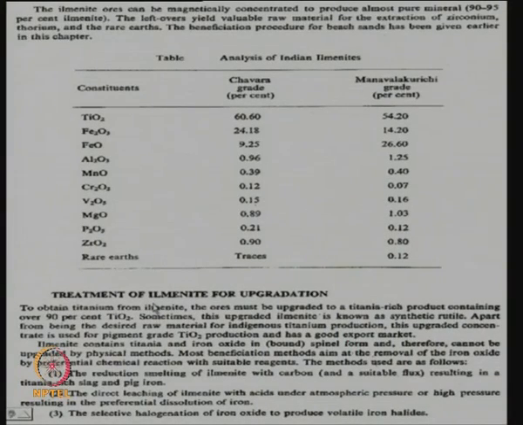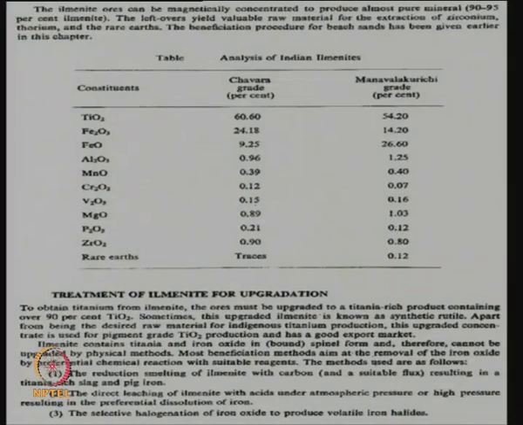Now, here is something I have written for treatment of ilmenite for upgradation. Let me read that. To obtain titanium from ilmenite, the ore must be upgraded to a titania rich product containing over 90% TiO2. So, first again we have to try to produce an intermediate concentrate which is very rich in TiO2, and we are saying 90% TiO2. The upgraded ilmenite is known as synthetic rutile. As I said, rutile is pure TiO2, this is called synthetic rutile.